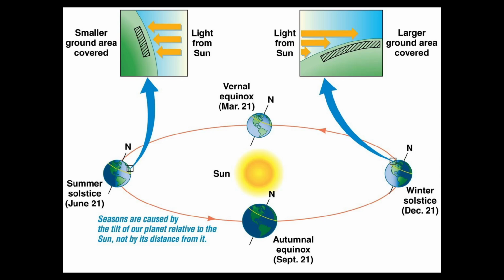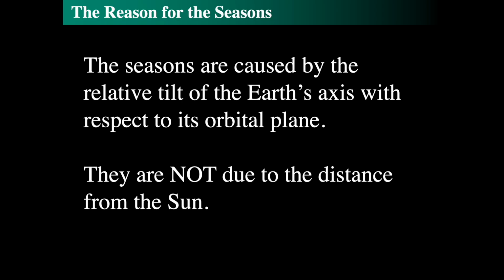It is not due to the distance between the Earth and the sun. In fact, we are closer in the northern hemisphere to the sun during the winter than we are in summer. That's just the nature of the ellipticity of the Earth's orbit, which is very small. So if it were about the distance, then we would be hotter in the winter. But it's not. The angle of incidence of the sun's light on the surface of the Earth drives everything. That's the reason for the seasons. They're caused by the relative tilt of the Earth's axis with respect to its orbital plane, and not due to the distance from the sun.